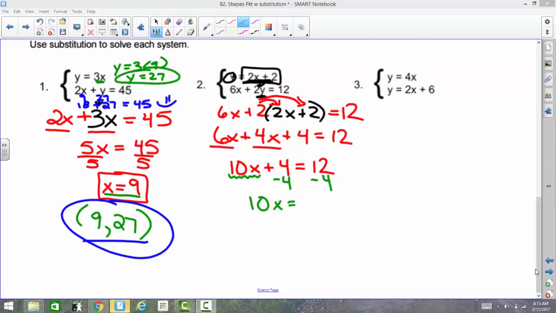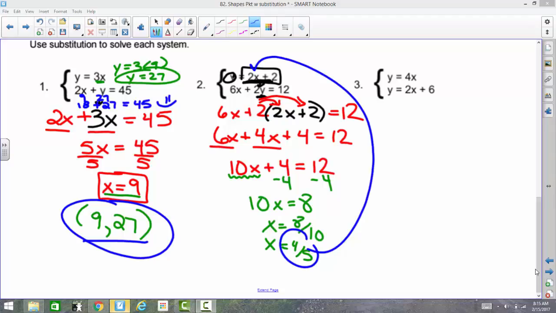So 10x equals 8. Why is that such a weird number? So x equals 8 over 10, which is 4/5. So when you plug that back in, you're going to get a funky number. So you're going to plug 4/5 in for x.